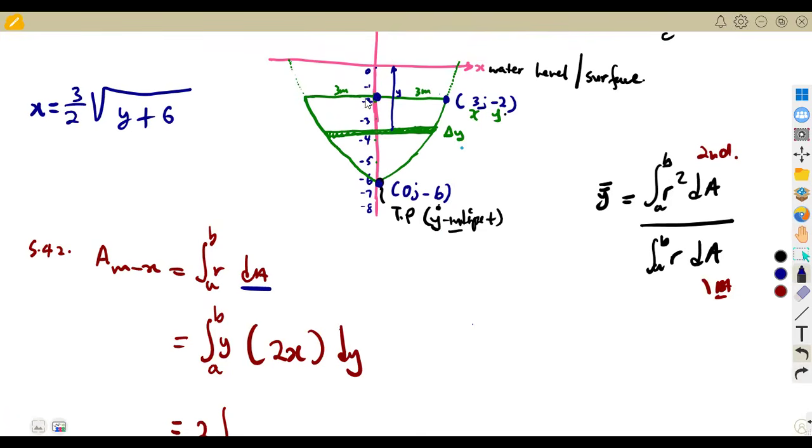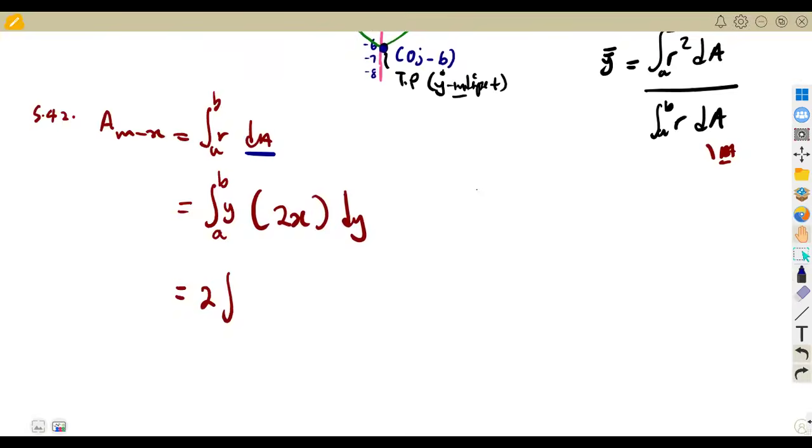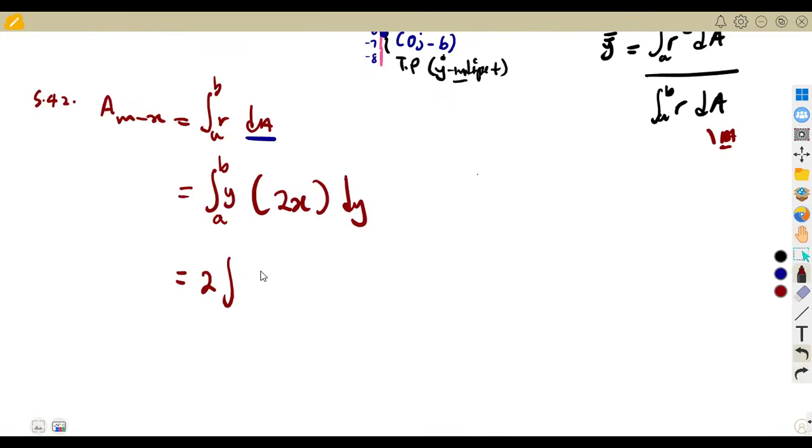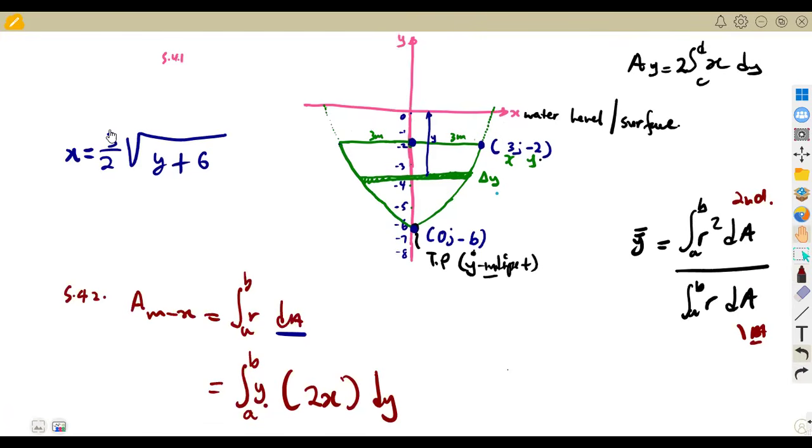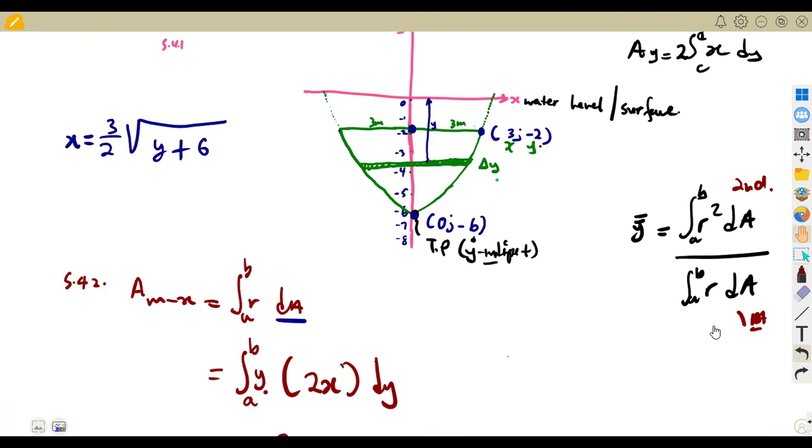You are not starting from 0. This is where it is 2 meters below. So it is starting at what? -2 up to -6. So that's -2 being our upper boundary, the one on top, and -6 the minimum. Then the 2, remember, is the one that we took outside. So we are remaining here with y times x because we have taken the 2 outside. So our x is given as what? Remember, our x is an expression that we got previously, this one. 3/2 the square root of y plus 6.